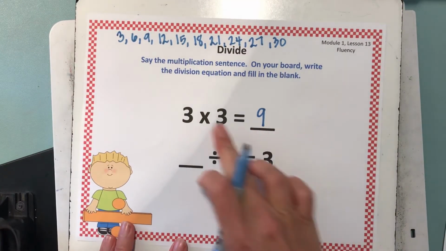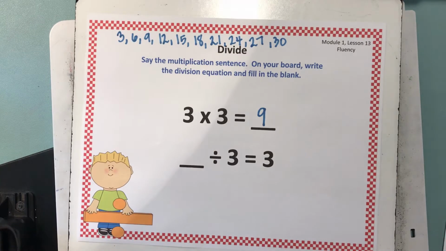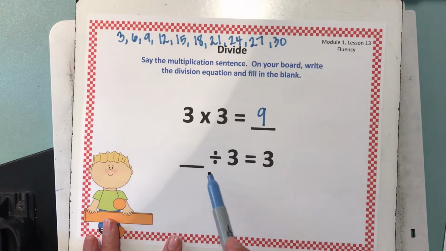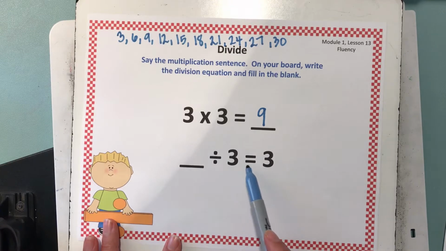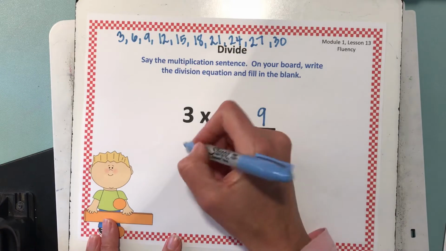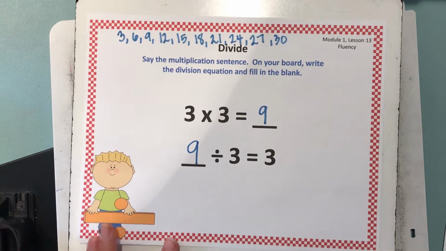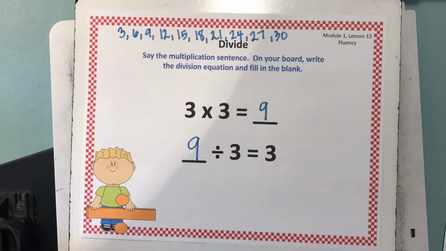Okay, now we know that multiplication is the what? It's the opposite of division. So here we have blank divided by 3 equals 3. What goes here? Well, 9 goes here because that's the total, right? Good job. Okay, hopefully you guys got those ones right.